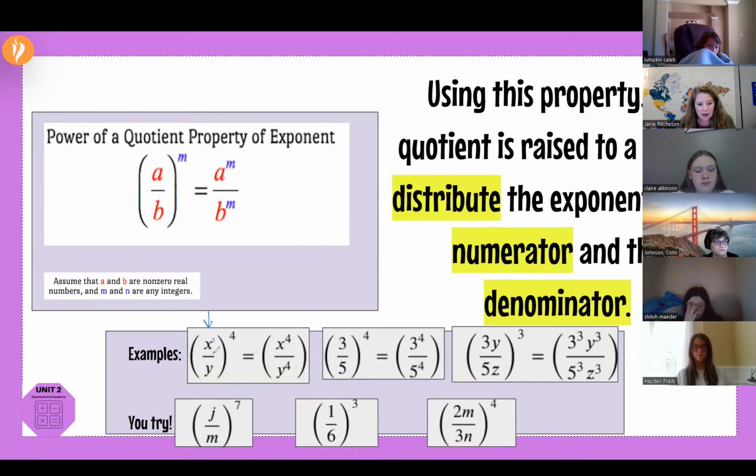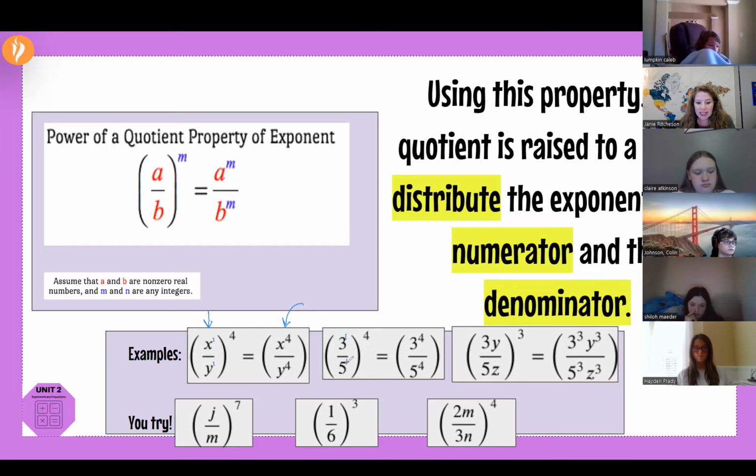X to the first power divided by y to the first power. Well, just like we were doing, you still multiply all the exponents in the parentheses by 4. That's why the final answer is x to the fourth over y to the fourth. You see that? All right, next one, we have 3/5 raised to the fourth power.